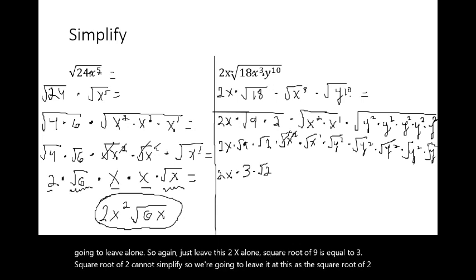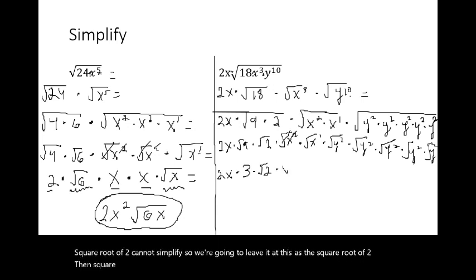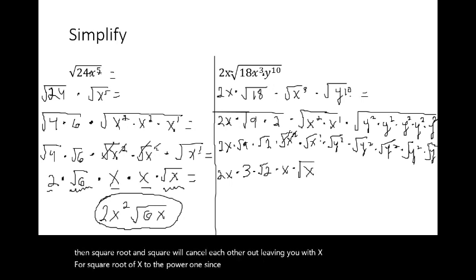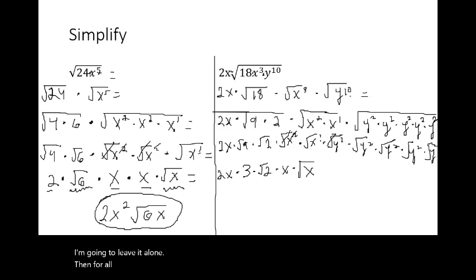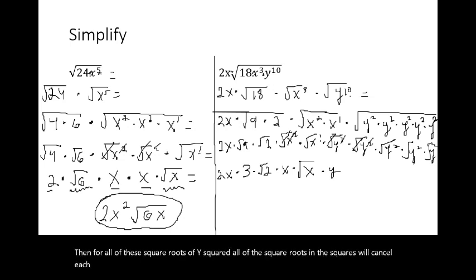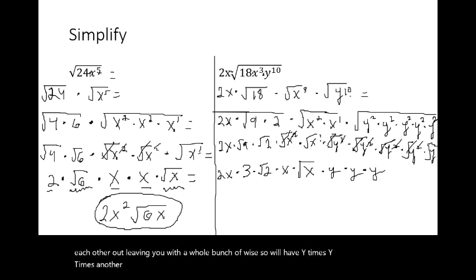Then square root and square will cancel each other out, leaving you with x. For square root of x to the power 1, since that power is smaller than 2, it cannot simplify, so I'm going to leave it alone. Then, for all of these square roots of y squareds, all of the square roots and the squares will cancel each other out, leaving you with a whole bunch of y. So we'll have y times another y, and there's actually going to be 5 of them.